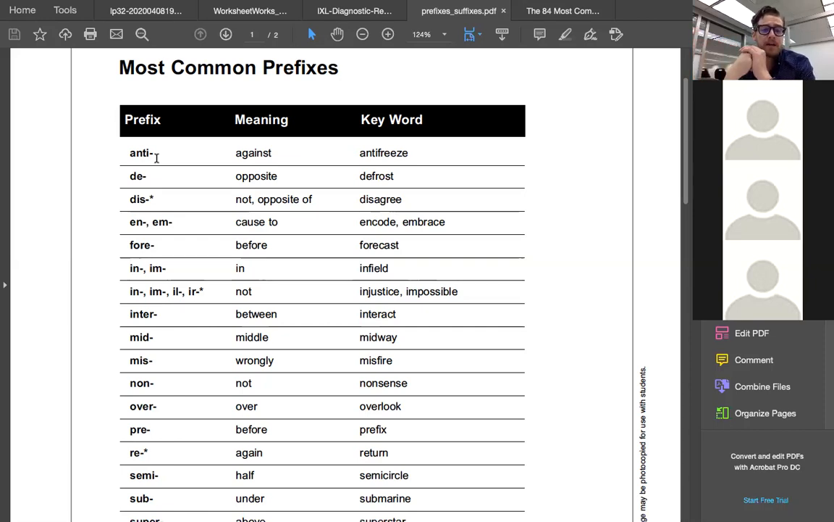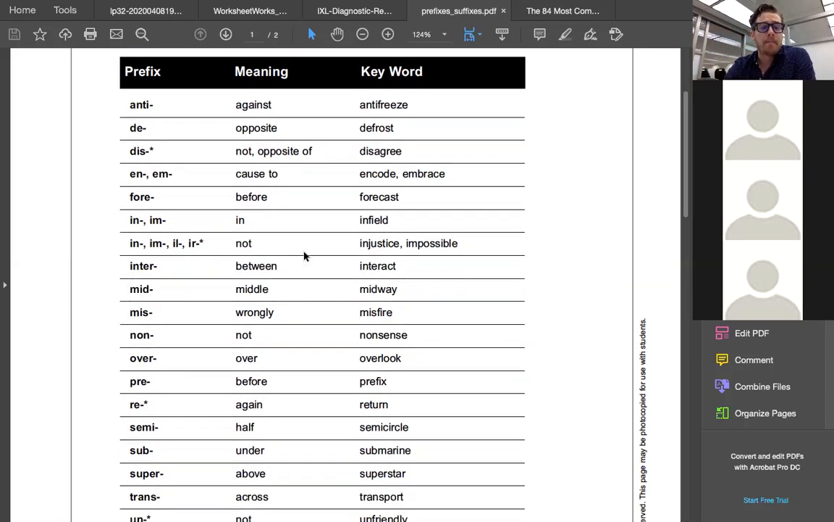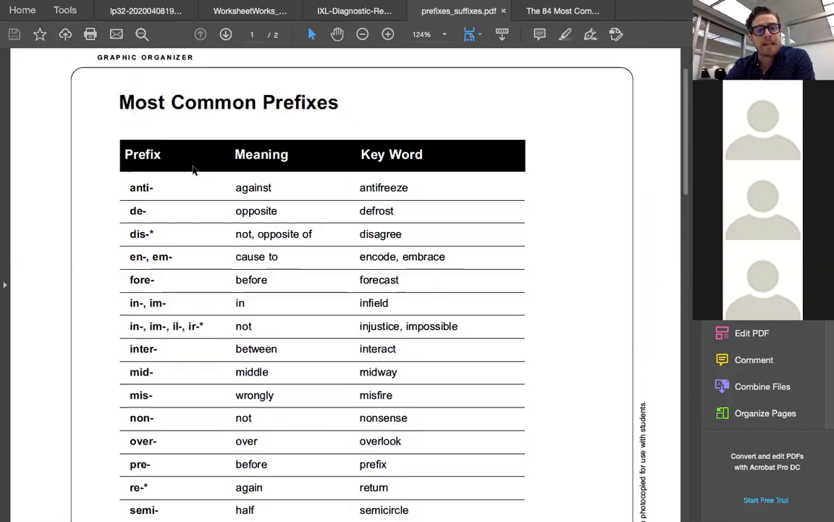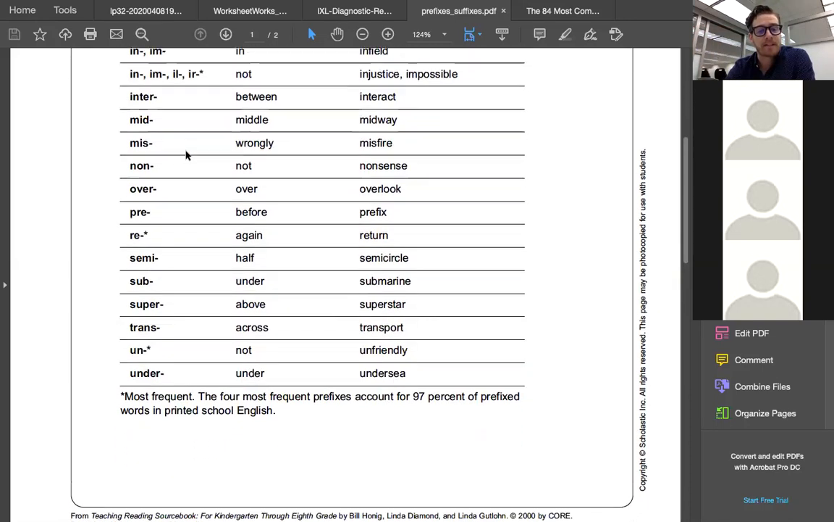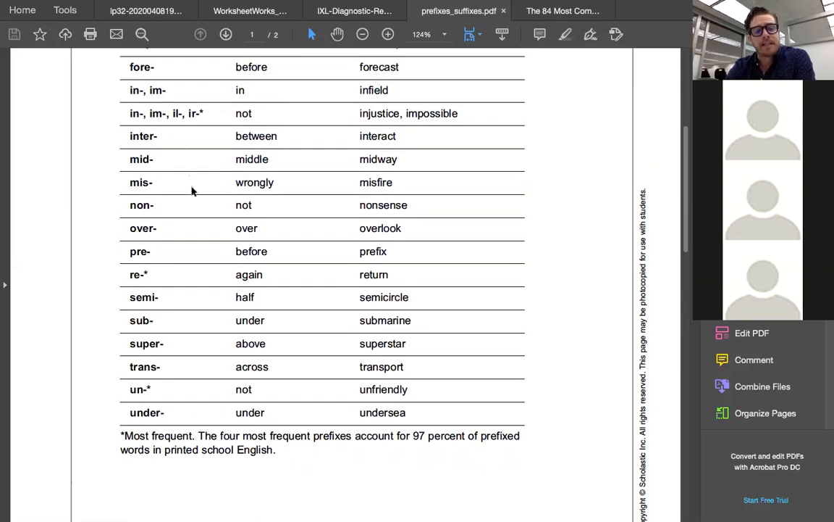Moving on to some of these other ones, inter means between, okay? So interacts, that's an action between two or more people. These are the most common prefixes. When you start using these and seeing these patterns, first off, you're building your vocabulary, but also when you're trying to attack a test like the GED, you really want to be able to dissect a word, okay?